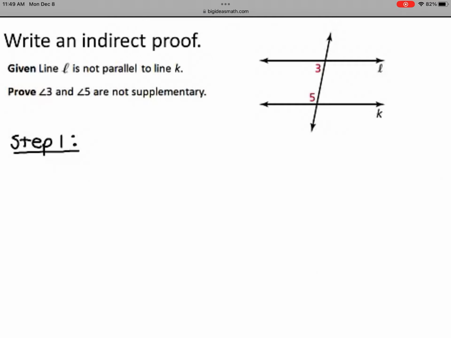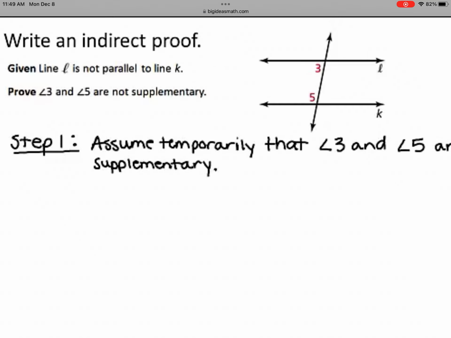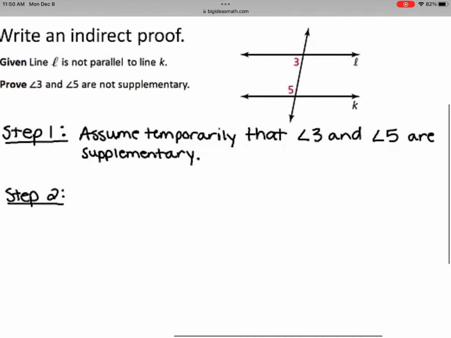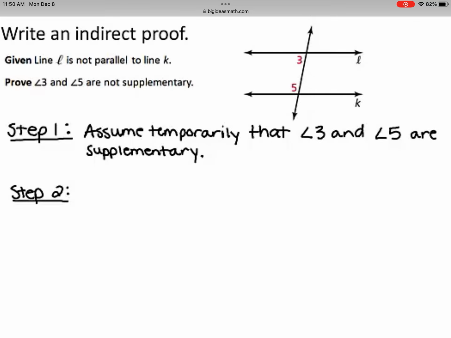In this case, you want to assume that angle 3 and angle 5 are supplementary. So you can begin your indirect proof with the statement, assume temporarily that angle 3 and angle 5 are supplementary. Next, the second step of writing an indirect proof is to reason logically until you reach a contradiction.